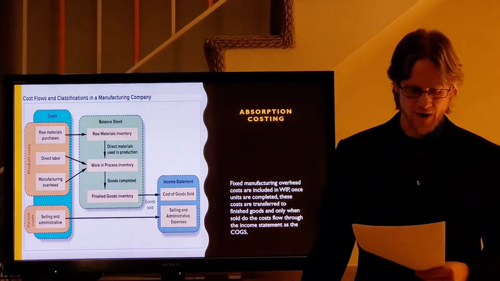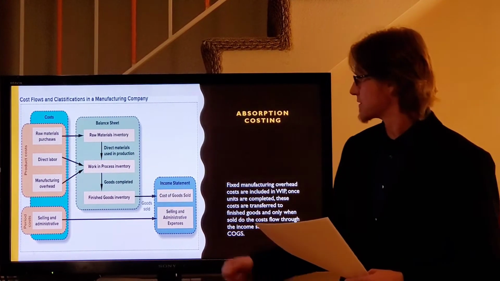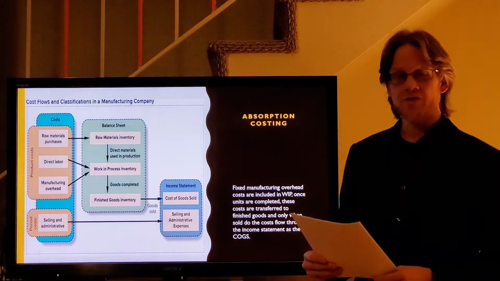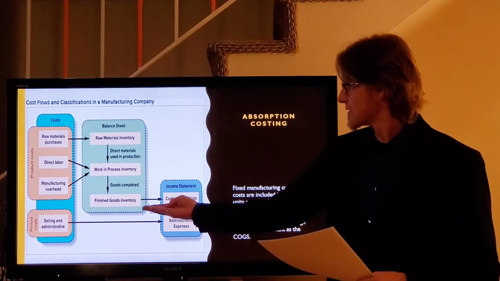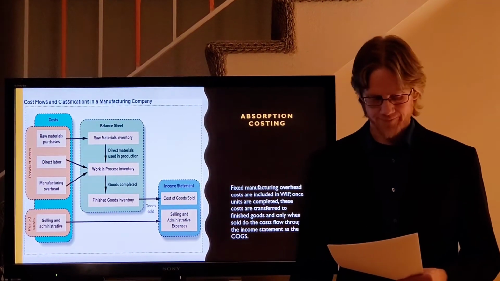Now, fixed manufacturing overhead is included in the work in progress, and once those units are completed, the costs are transferred to the finished goods inventory, and it isn't until they're sold that those costs are then transferred to the income statement as cost of goods sold.